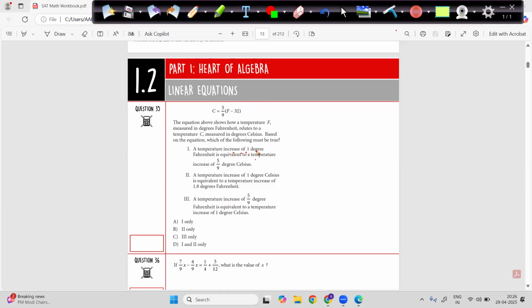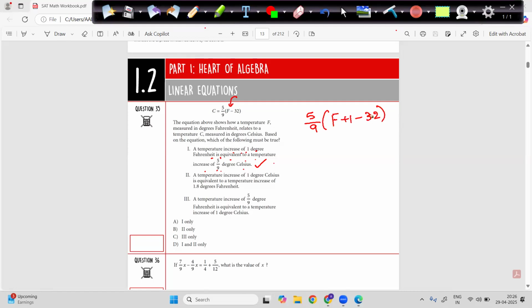A temperature increase of 1 degree Fahrenheit is equal to a temperature increase of 5/9 degrees Celsius. So they're telling if Fahrenheit increases by 1 degree, Celsius should increase by 5/9 degrees. That is what they're saying. Let us see if this statement is true or false. So if Fahrenheit increases by 1, 5/9 into F plus 1 minus 32.